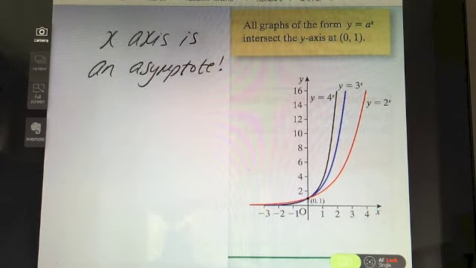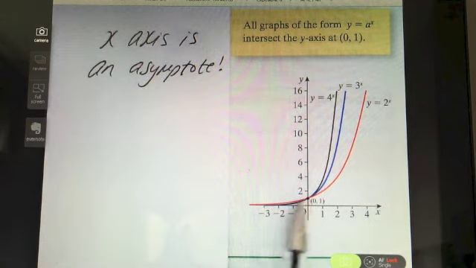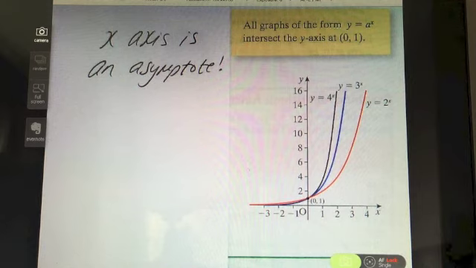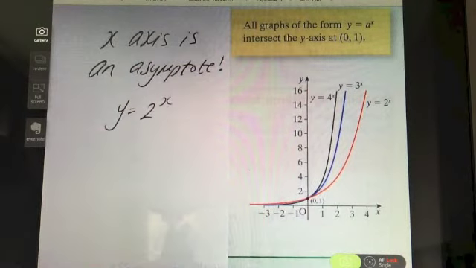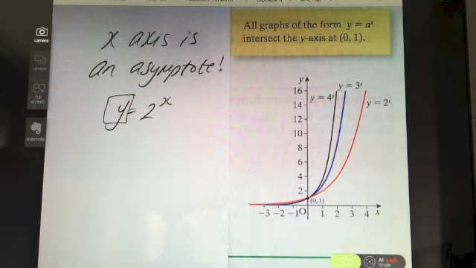The other important thing to note is the x-axis is always an asymptote. Now, what that means is the curve will approach and get closer and closer and closer to the x-axis, but will never cross it. Okay, that's what an asymptote is. It's a line which the curve approaches but never touches. So what does that mean? That means, take the example y equals 2 to the power of x again. That means this value here will never be 0 or below. Okay, so let's consider that for a moment.